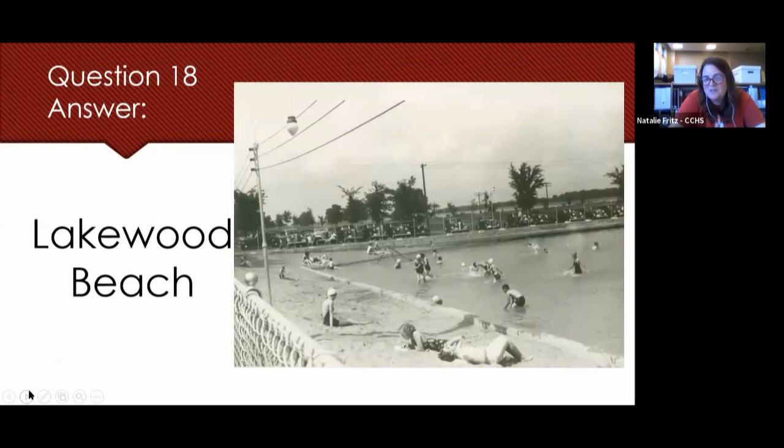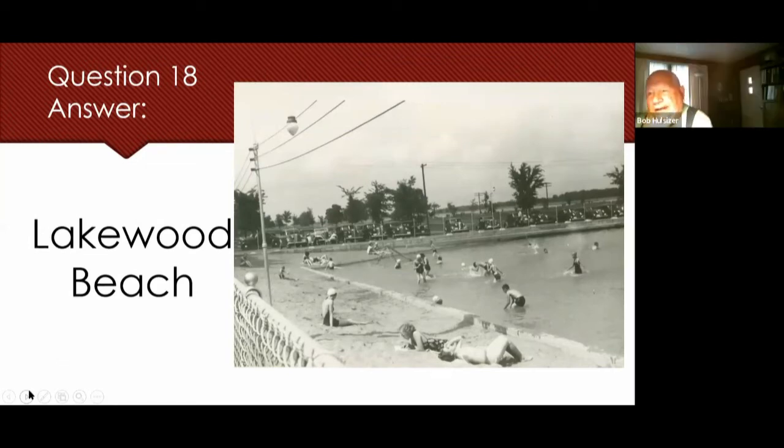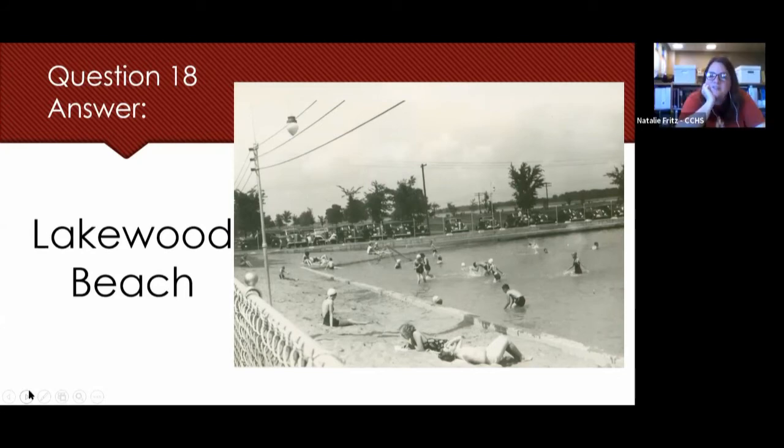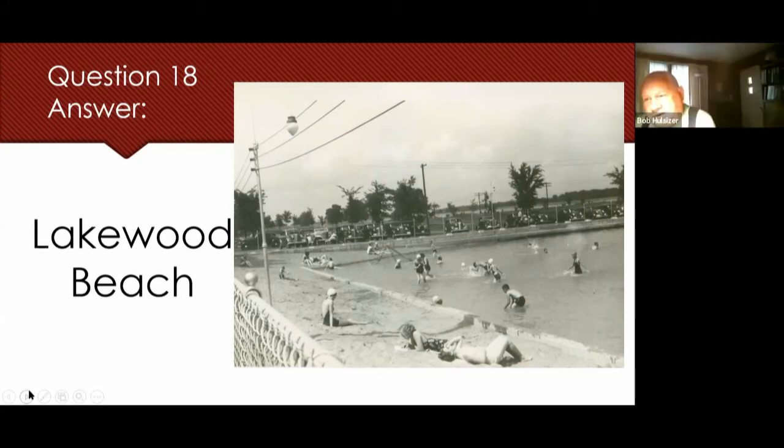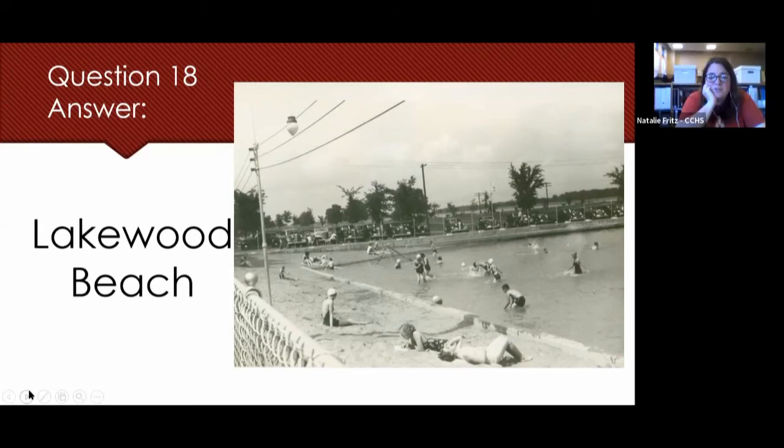I've seen pictures of it before it closed. It was completely different. Well, that's a sand bottom pool there. Yeah. I think about 1960, they had concrete pools. And it was open until 2003. And I think it's still there, back off the road.